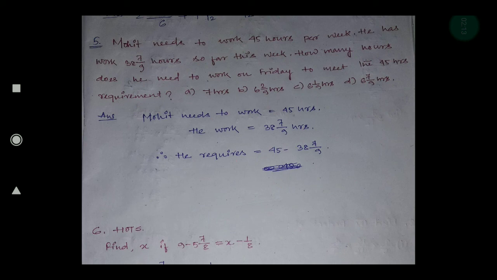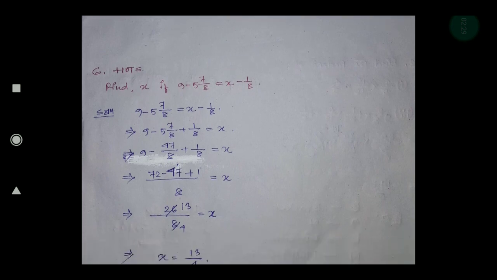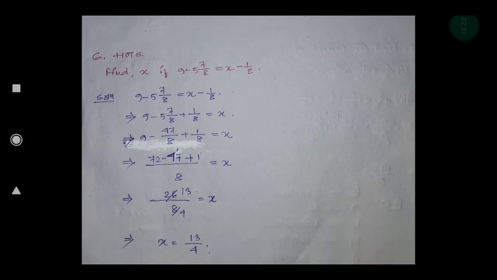So to meet these 45 hours, how much work does he have to do now? See in this question, Mohit needs to work 45 hours. He worked 38 7 by 9 hours. So how much work is required? That means from the total 45 we have to subtract that one. If you subtract, you will get the answer. That calculation you have to do by yourself.